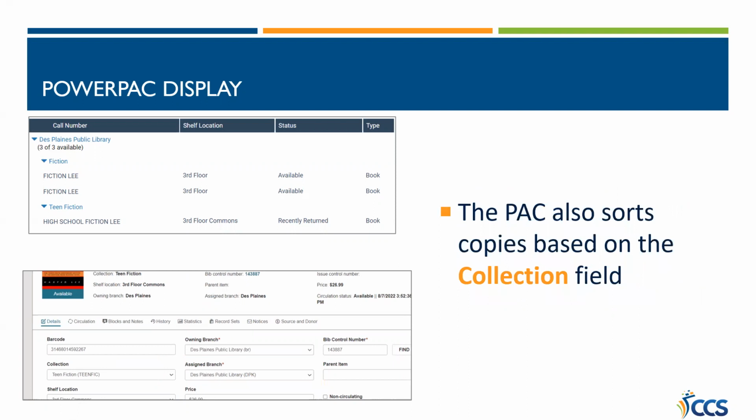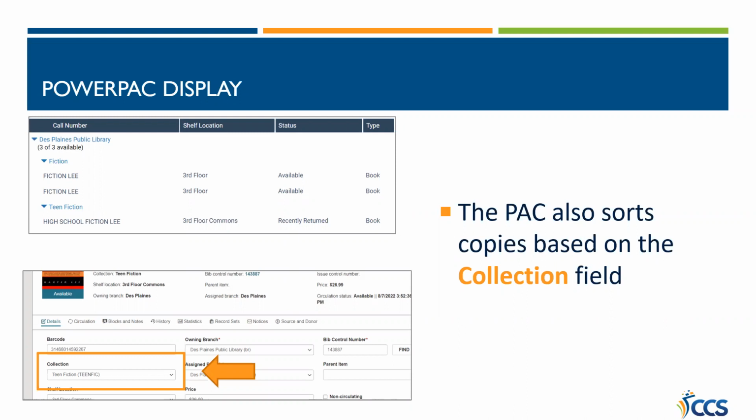Now, collection code. Collection might not be something you normally think about with the pack, but it can also impact how the pack displays. Here's where you can see collection in the item record. Collection doesn't have an impact on circulation or checkout limits. For staff, we normally encounter collections mostly when we do statistics and reporting.